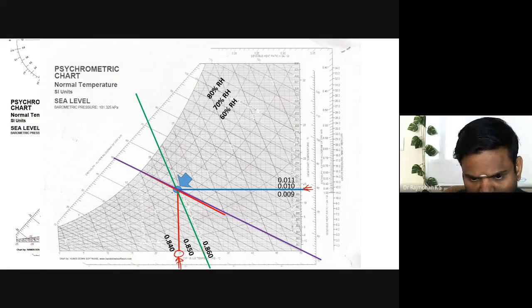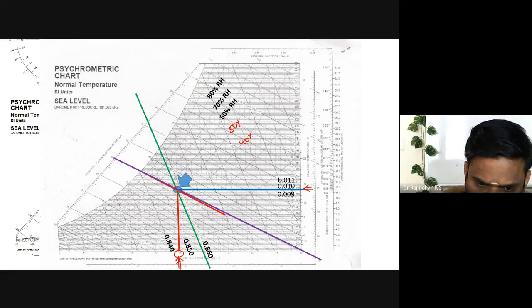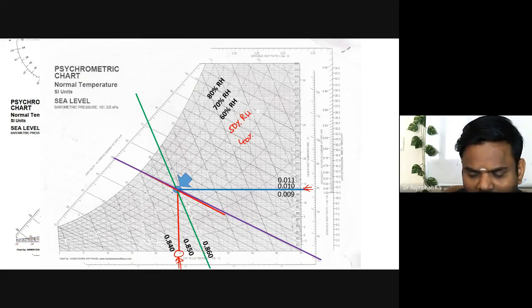Next, what else can we get? We can get the percentage RH. This line is the 60% line. Therefore, this is the 50% line. This is the 40% line. It is almost near 50%. So you can say around 48 or 49% relative humidity is what we can observe from the graph. So both ways we can get the dew point temperature.